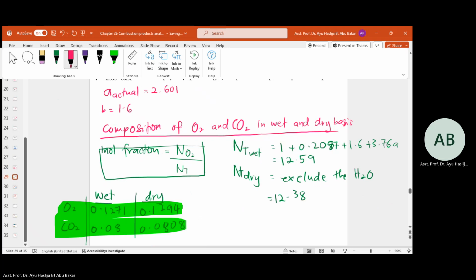Okay. Clear? Confused dekat equation tu lah. Nak gunakan actual, stoic and actual. Stoic ada equation, stoic. Kalau actual, dia depends pada balance. Dah kena practice banyak kali lah.